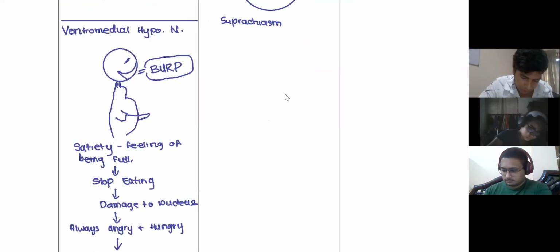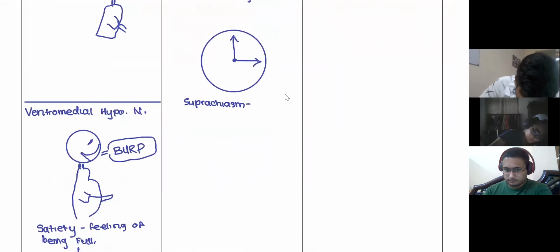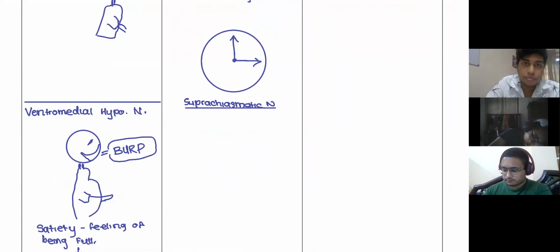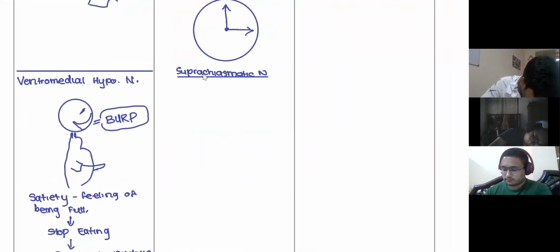We have three nuclei here. Okay, we have one more nucleus here. We have the suprachiasmatic nucleus. Now, the suprachiasmatic nucleus is involved in the internal biological clock. It manages the internal biological clock.